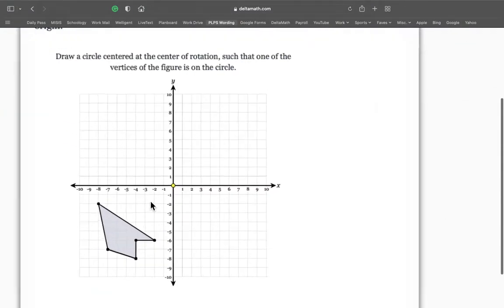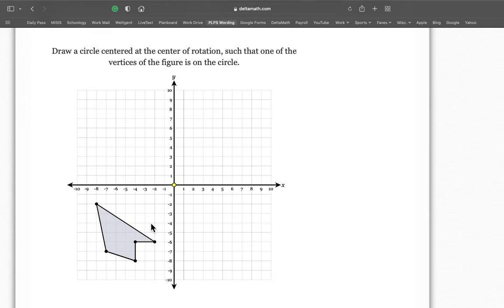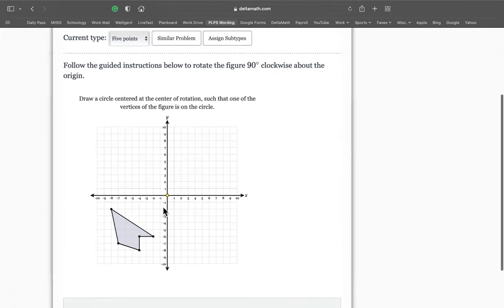So let's see. This is 5 points, right? This figure has 5 vertices. So let us start with, right? Our first step is we're going to create a circle. And I'm going to bring it to one of my vertices. I'm going to bring it to this bottom one here.